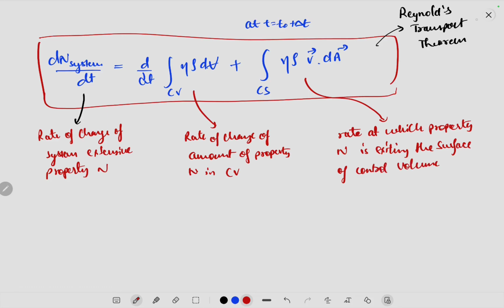Where eta is the total extensive quantity divided by the mass m, and v vector is the velocity of the fluid. And this velocity of the fluid is with respect to the control volume.